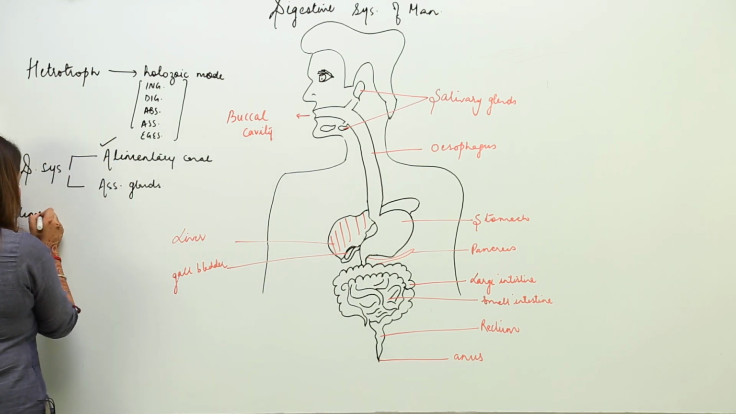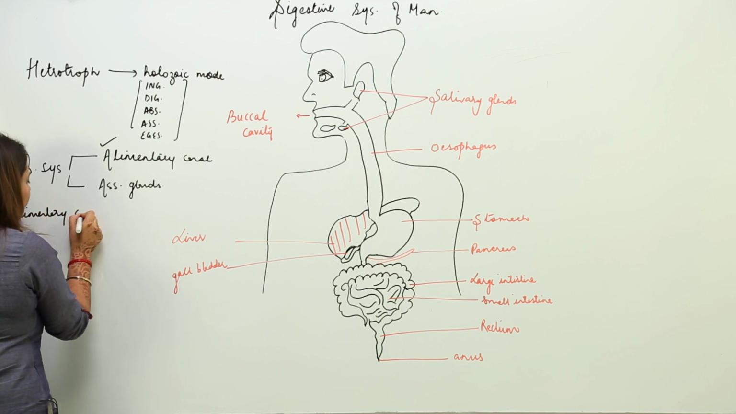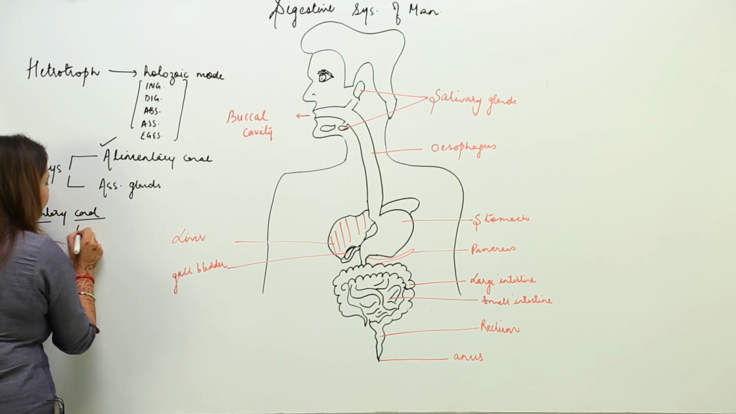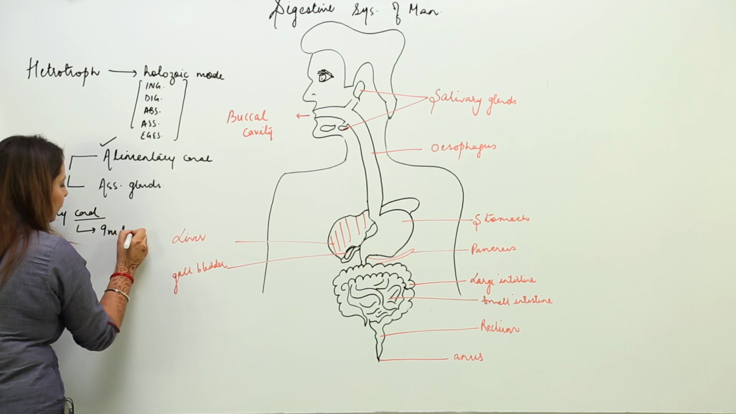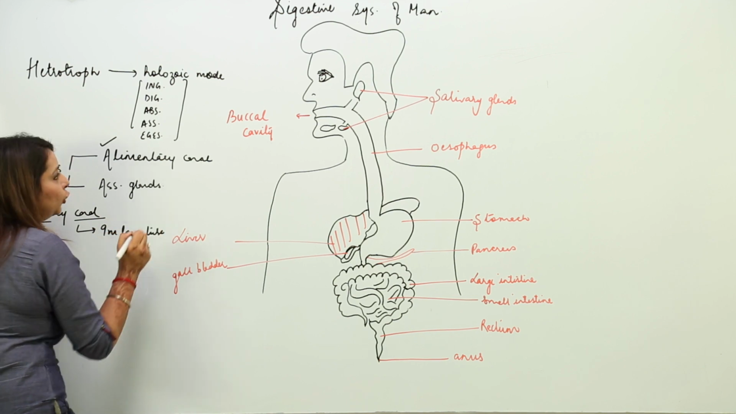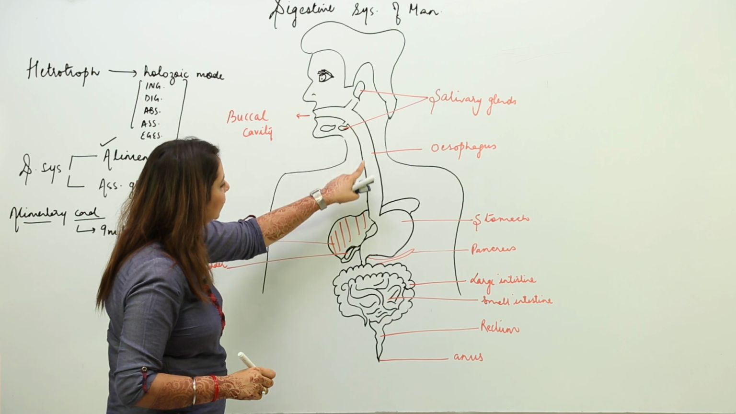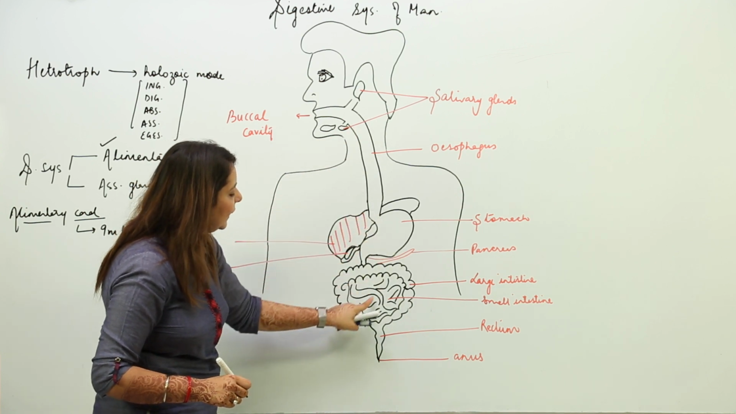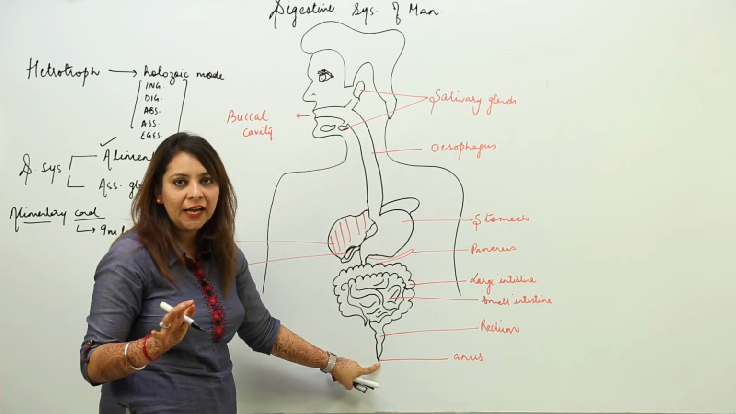What is alimentary canal? Alimentary canal is actually a 9-meter long tube. It is a 9-meter long tube which starts from mouth and goes like this and ends up at anus.